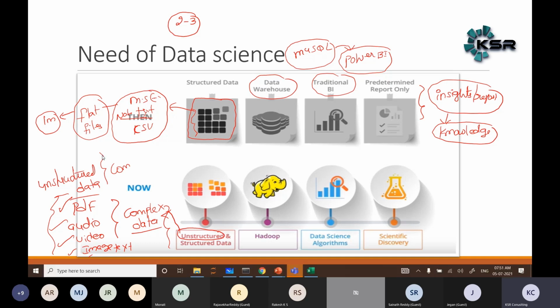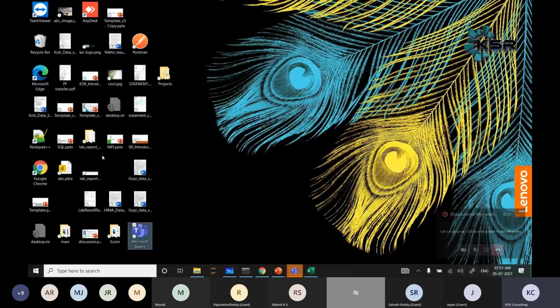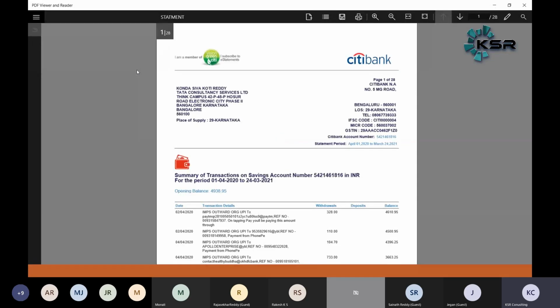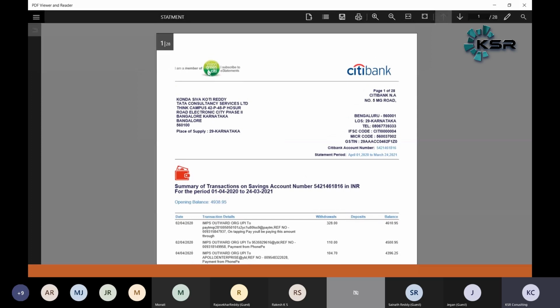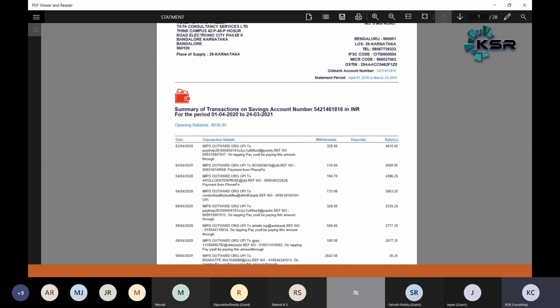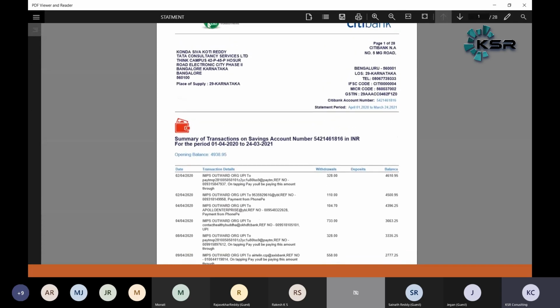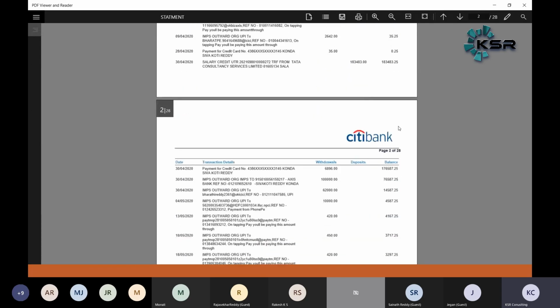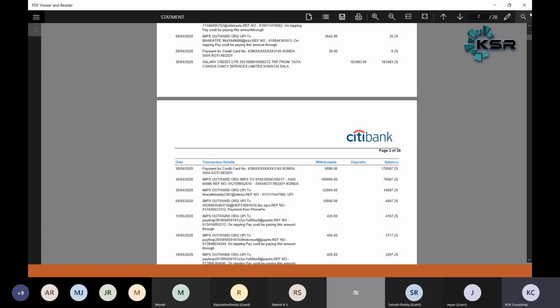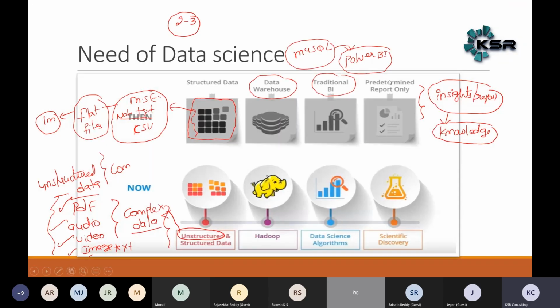So let me show you an example. It is a kind of statement, guys. I want to get the Citibank info. I want to get this logo out. I want to extract all the withdrawals, all the balances, and all the deposits. How do we extract that? So this is one example.